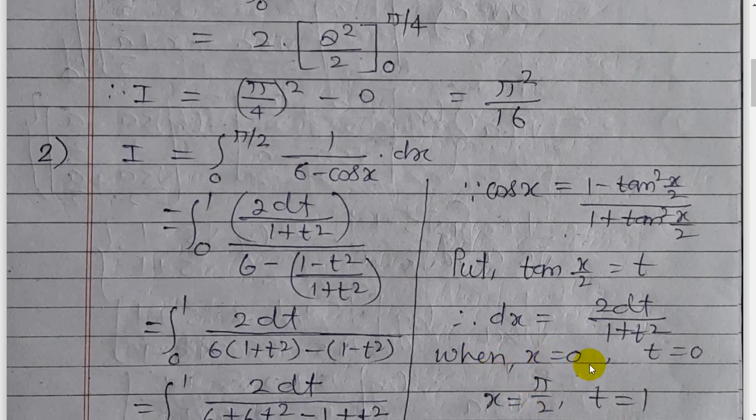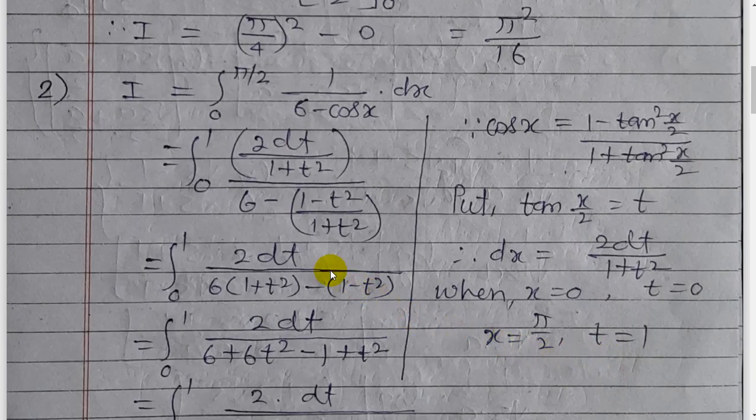We should convert the old limit to the new limit. When x equals 0 here, then t equals 0. When x equals pi upon 2, this will be tan of (pi upon 2) upon 2, that is pi upon 4. So tan pi upon 4 is 1. So t equals 1. That is, the new limit becomes 0 to 1.